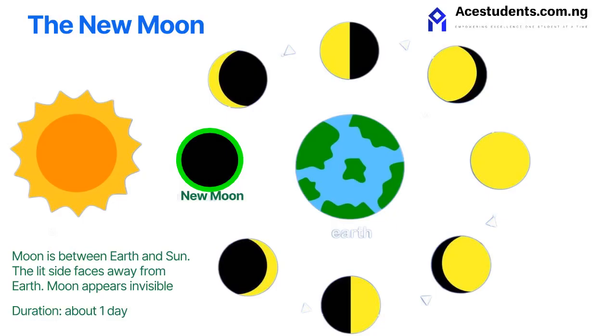We begin our journey with the new moon. At this stage, the moon is positioned between Earth and the sun. The sun lights up the side facing away from us. Therefore, the side facing Earth is dark. From Earth, we cannot see it clearly. This phase lasts about 1 day.